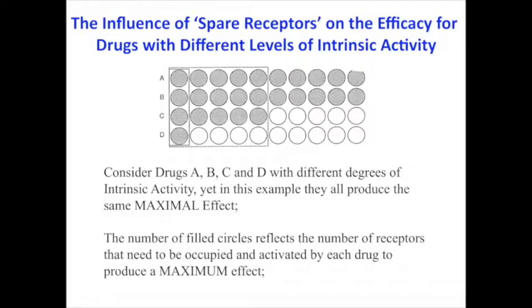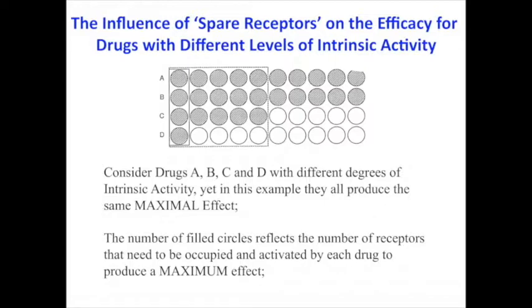Because it has higher intrinsic activity. D has higher intrinsic activity than A. B and A are about the same. They both have to occupy and activate all 10 receptors. C is sort of in the middle. It has to occupy 50% of the receptors, but 50% can be unoccupied and you'll still get the maximum effect.